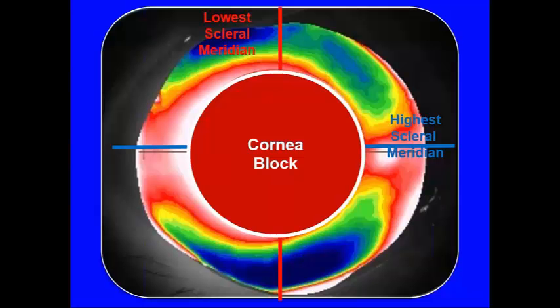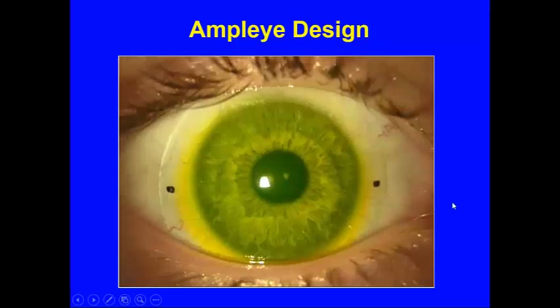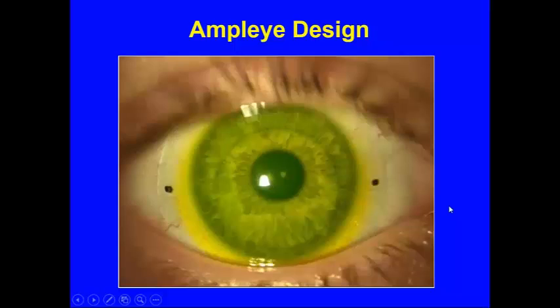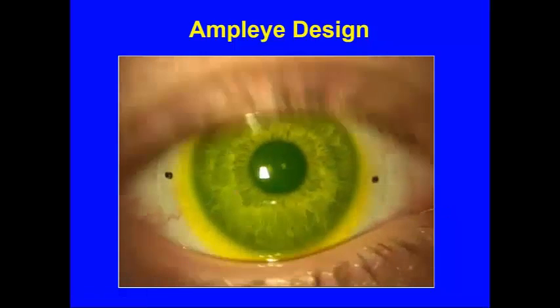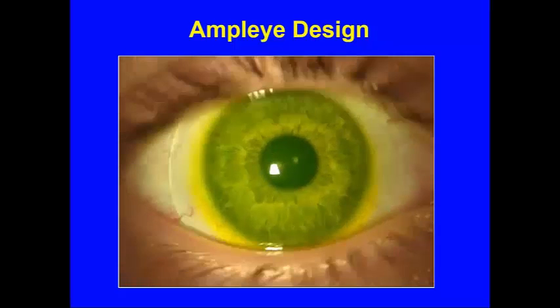Let's take a look at an Ampleye lens design on the patient. We have highlighted the markers so that you can see them, and now they are at the 180-degree meridian. Now I'm going to reach in and spin the contact lens around to the 90-degree meridian and watch as this lens moves into its final position.